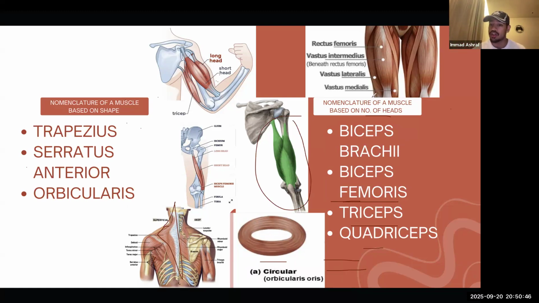And then you have quadriceps. Quadriceps have four heads. There's the rectus femoris, which is on top. There's the vastus intermedius, which is under the rectus femoris. There's the vastus lateralis, which is lateral. And then the vastus medialis, which is medial. These four make up the quadriceps. That's why it's called quad, because four. Is that clear?